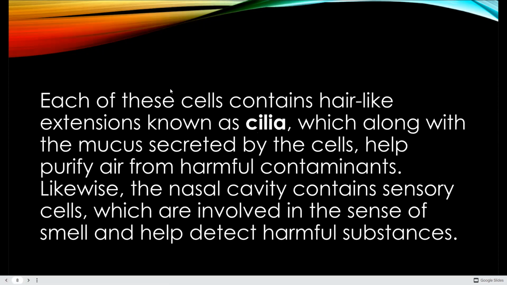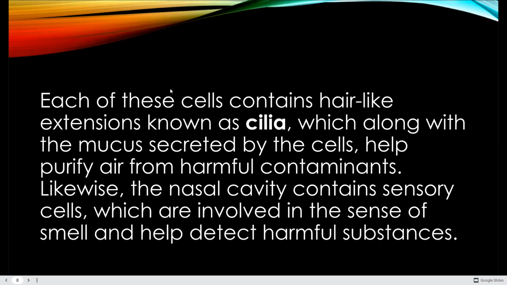Each of these cells contain hair-like extension known as cilia. Okay, remember the cilia and flagellum. Okay, the organs for locomotion. Cilia, which along with the mucus secreted to the cells, help purify air and harmful contaminants. Likewise, the nasal cavity contains sensory cells, which are involved in the sense of smell and help detect harmful substances.